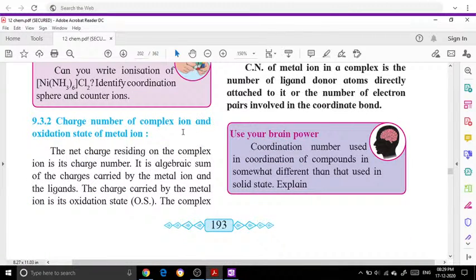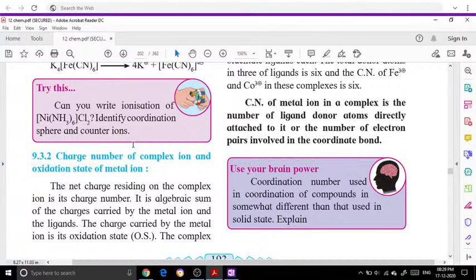Now, charge on the complex ion. Any coordination compound has two parts: one is the complex ion and the other is the ionizable ions. So whatever is inside the square bracket is nothing but the complex ion where the coordinate bond has formed. The net charge residing on the complex ion is the charge number. It is the algebraic sum of the charges carried by the metal ion and ligands. The charge carried by the metal ion is its oxidation state.